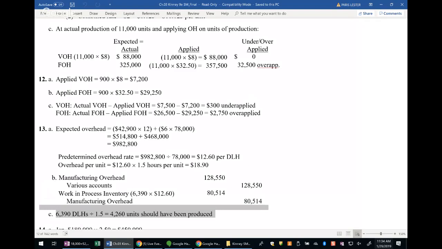So let's look at that one. What amount of overhead was applied to production in each of these 3 months? All right, take your 180 and multiply it by 2.5. Take your 165 and multiply it by 2.5. The same with 170.